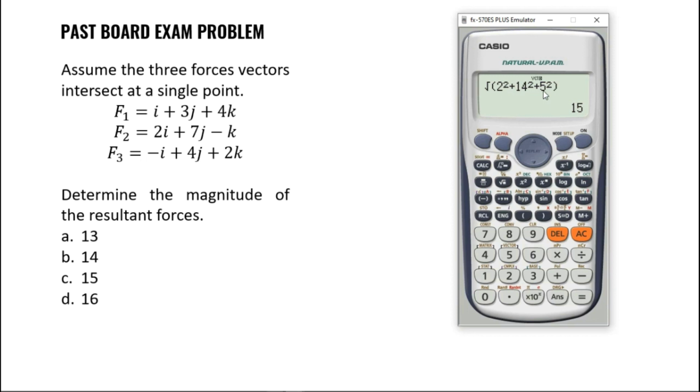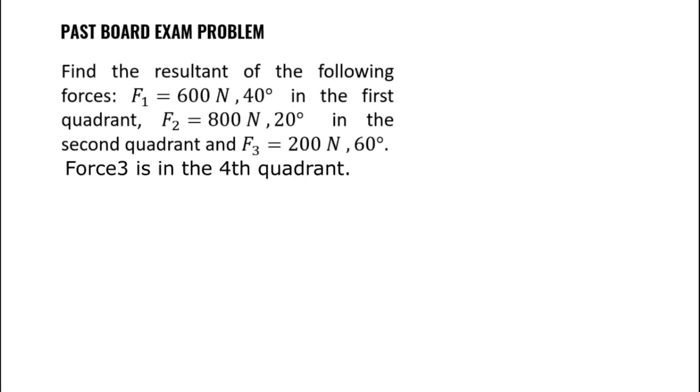So, proceed tayo, guys, sa ating next sample problem. In this next problem, guys, find the resultant of the following forces. So, F1 is 600 newtons, 40 degrees in the first quadrant. F sub 2 is 800 newtons, 20 degrees in the second quadrant. And force 3 is 200 newtons, 60 degrees. So that is in the fourth quadrant.